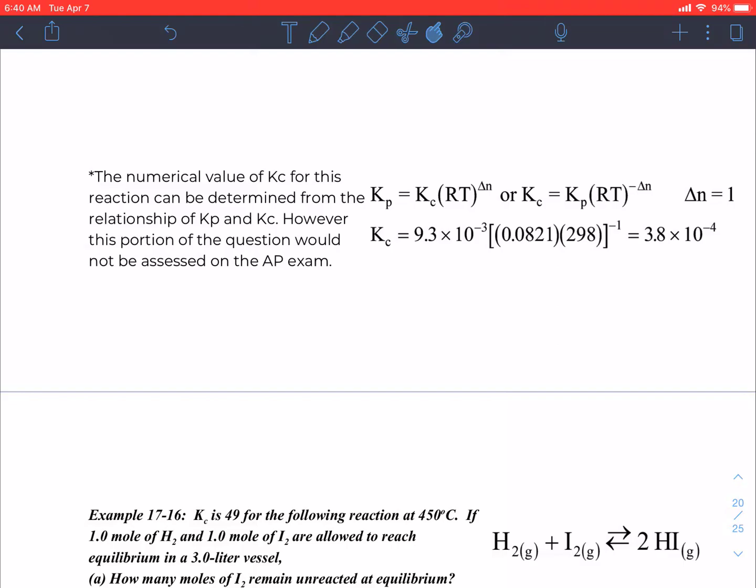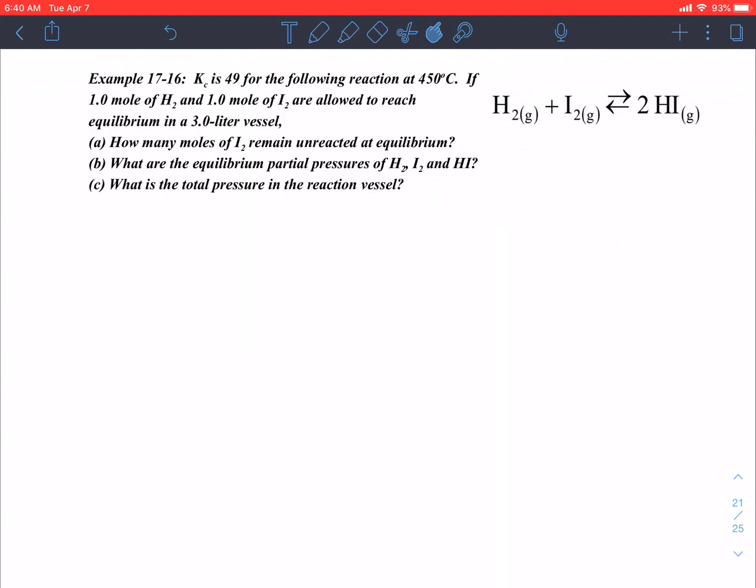Okay, so to piggyback off of 1715, we could calculate Kc here. The numerical value of Kc for this reaction can be determined from the relationship of Kp and Kc. However, this portion will not be assessed on the AP exam, so I'm just going to show you here, but I'm not going to assign any problems where you'd have to do that. Okay? So going on to 1716.